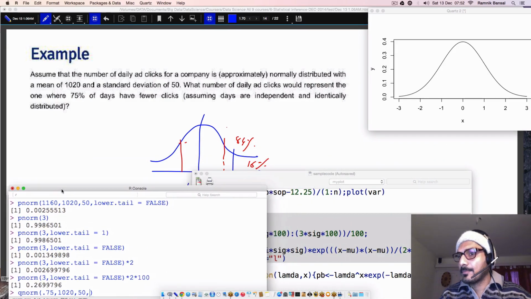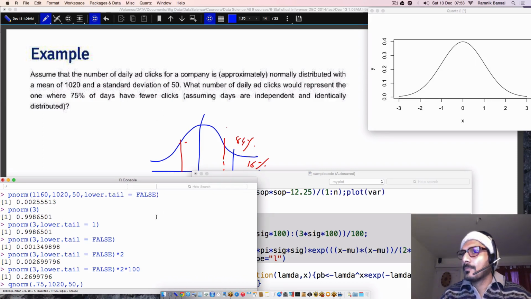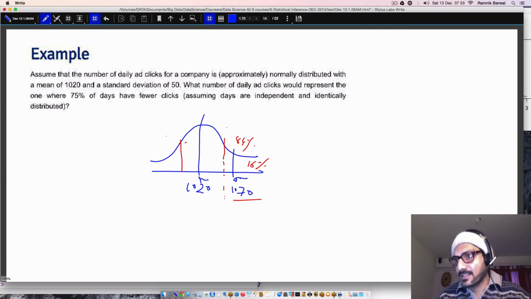What number would represent one where 70% of the days have fewer clicks? So we are interested in lower tail equal to true anyway, right? So I get this answer, 1053, correct? And this is what we were also coming to. We said that our answer has to be less than 1070, and it will be greater than 1020, right? So we got it correct.